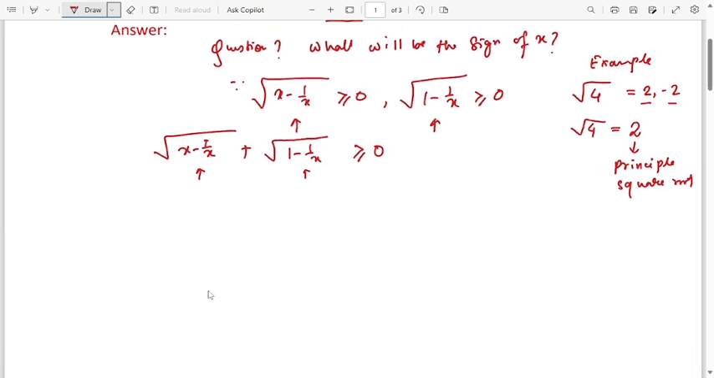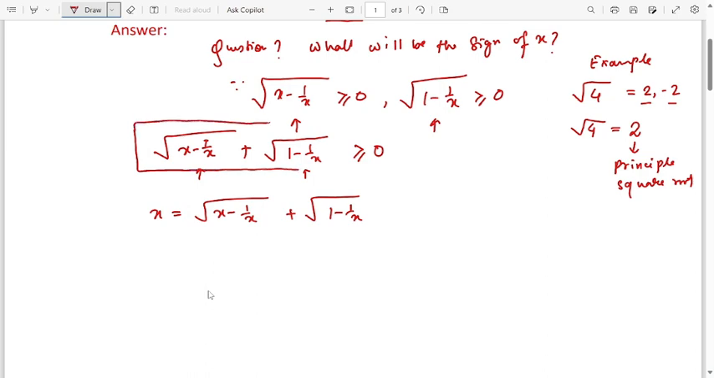Okay. So in our equation, what is our equation? Our equation is that x is equal to square root of x minus 1 by x plus square root of 1 minus 1 by x. And we have already clarified that this expression is non-negative. So that means this is non-negative. But this expression is equal to x. So that means x is also greater than or equal to 0.